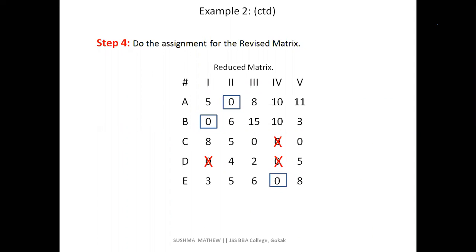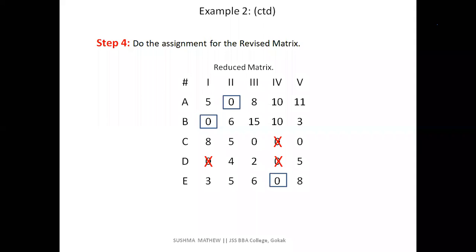Now the row wise assignment has been done. Now check for column wise. Column wise madbekandre vertical nodbeku. First column assignment is already there, so we are not worried. Second column also has the assignment, so we are not worried.